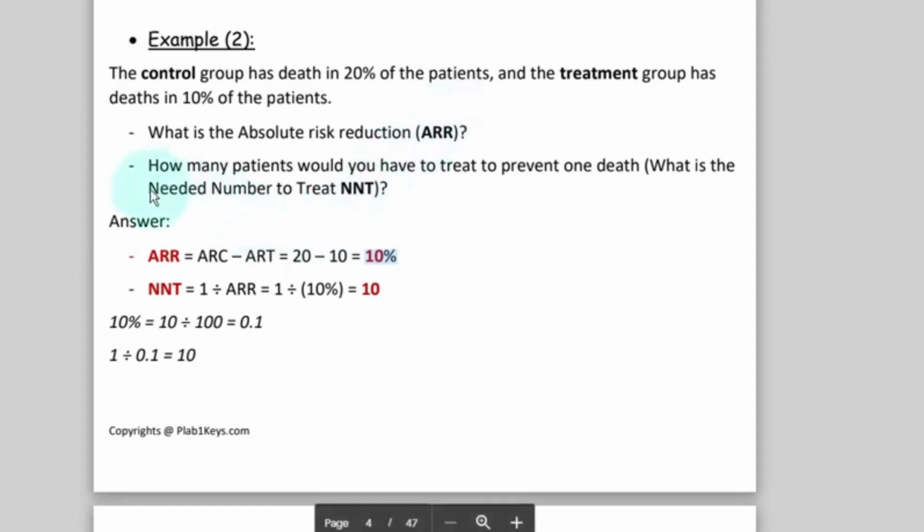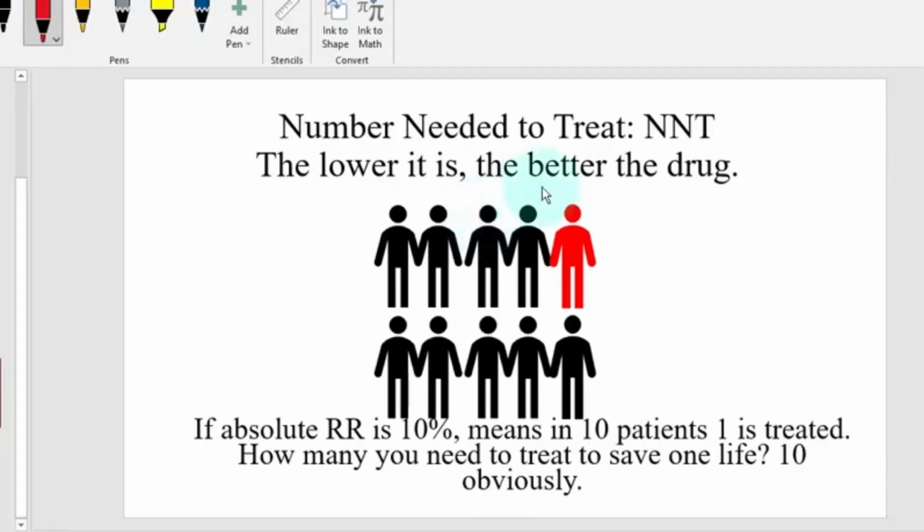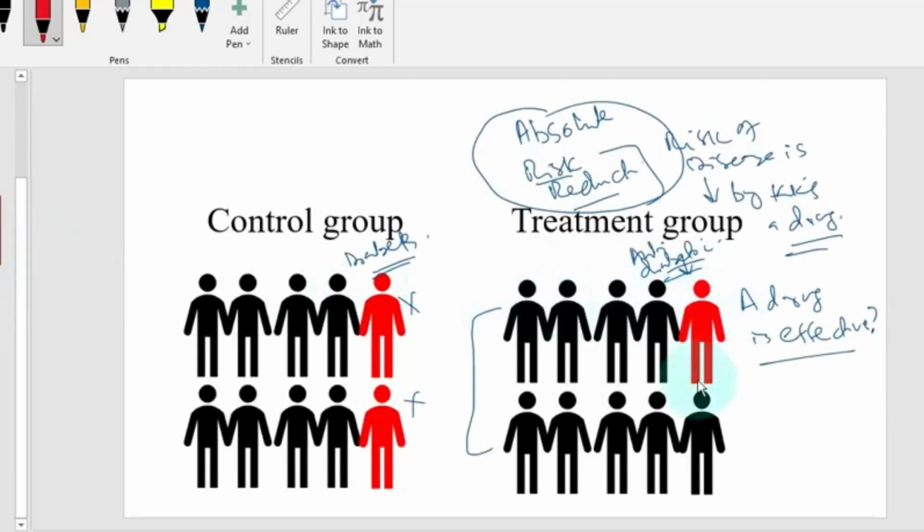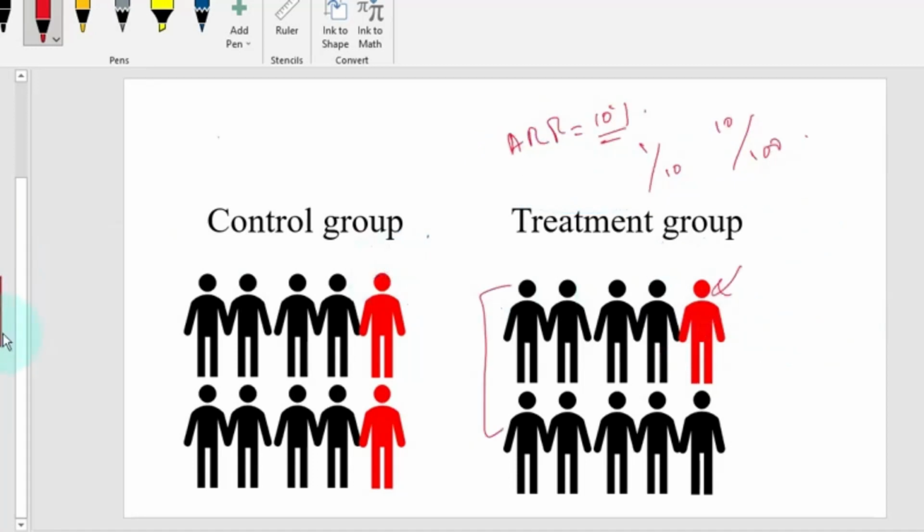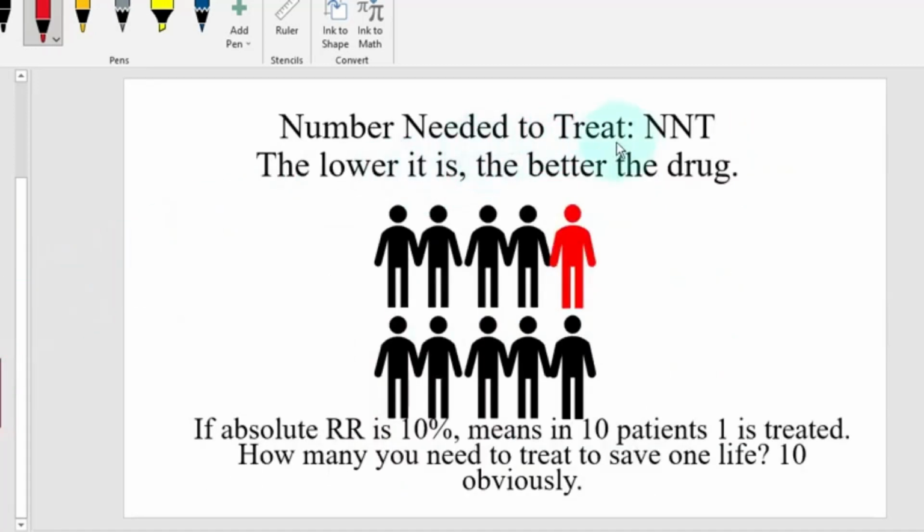Now comes the term that we started with: the number needed to treat. What does this mean? Let me explain it as well. As I already told you, everything in the epidemiological studies is just the ratio. So, in the treatment group, you gave treatment to the 10 people, 1 of them gets better. So, what is the number needed to treat? That means how many people you need to give medication to in order for 1 to get the result.